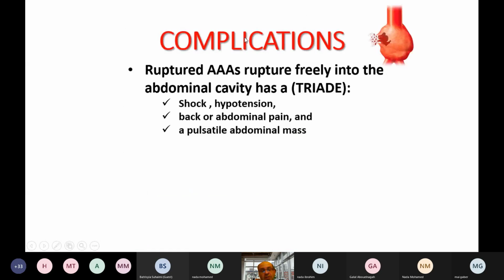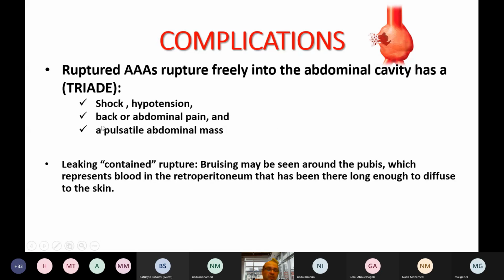A very dangerous complication is a ruptured aneurysm. If you have a ruptured aneurysm, the patient will have a triad of hypotension and shock, abdominal pain due to escape of a large amount of blood into the abdomen, and a pulsatile abdominal mass. If the rupture occurs intraperitoneally, the patient will die, and you cannot save the patient because the patient will lose all of his blood within 2 or 3 minutes. So a patient who has an intra-abdominal or free rupture in the abdominal cavity will die. So there is no way that you can help him.